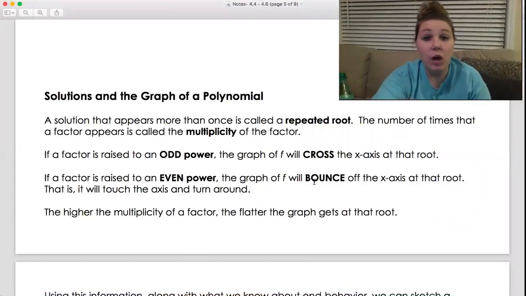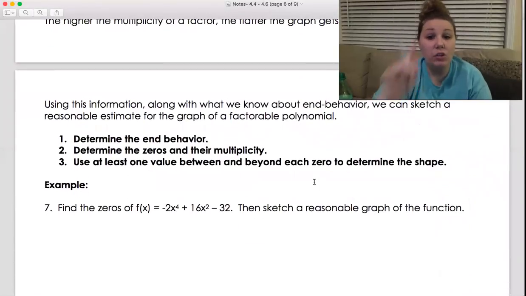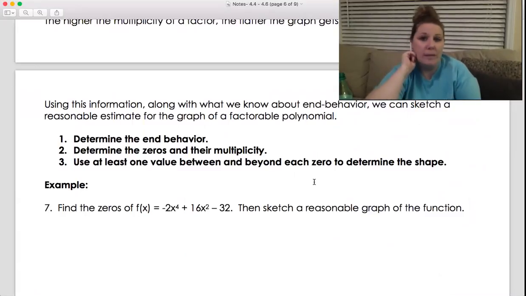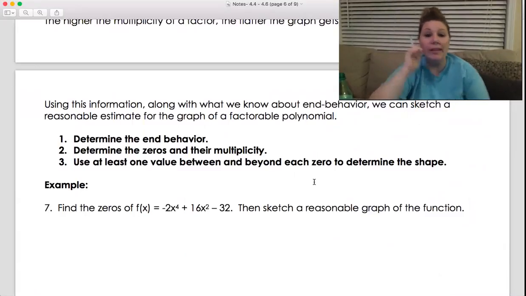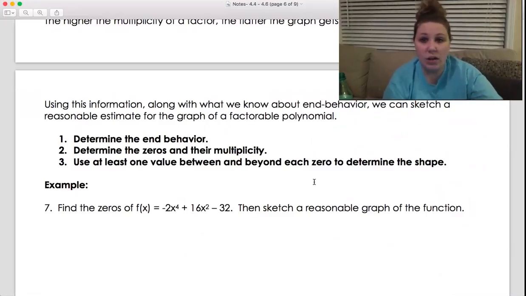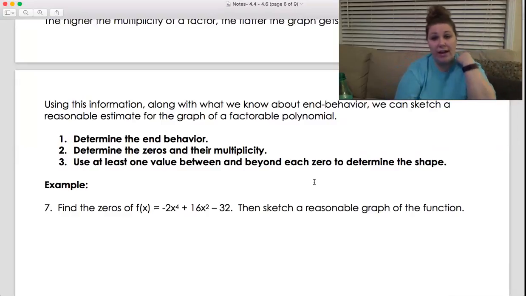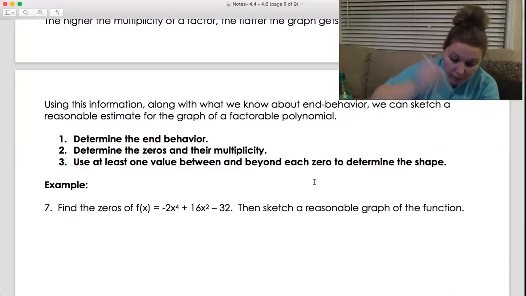All right, so how do we put this all together to get some information about the graphs? Using this information along with what we know about end behavior, and I'll refresh your memory on that, we can get a reasonable estimate of what the graph is going to look like. These are just going to be sketches. We're not going to worry too much about how high the graph actually gets. We'd have to use a table to figure that out. But this information will give us enough about the shape of the graph that we can decide where does it go up, come down, where does it bounce and cross, and we can get a decent picture that way. So end behavior, let's just remember how to do that.